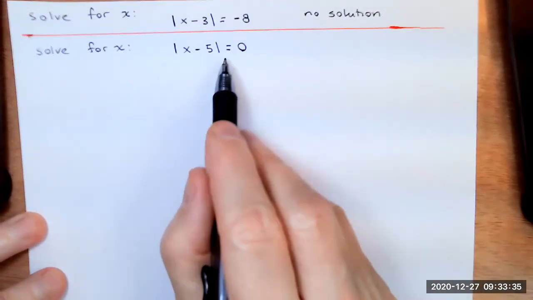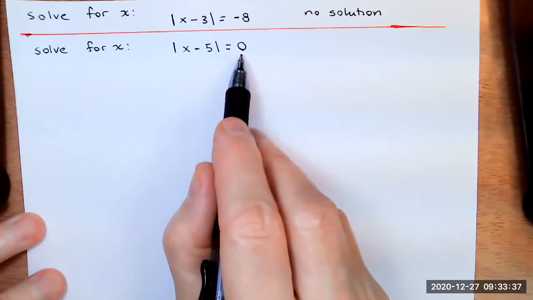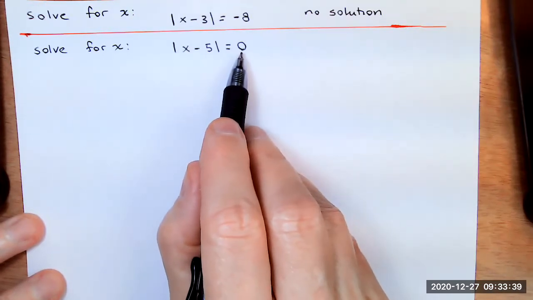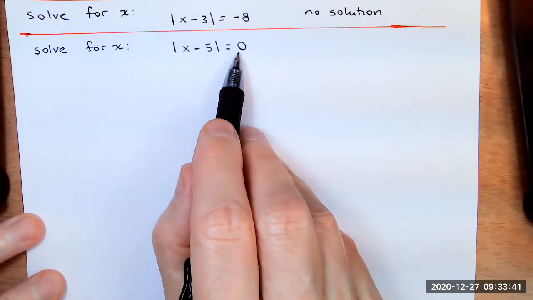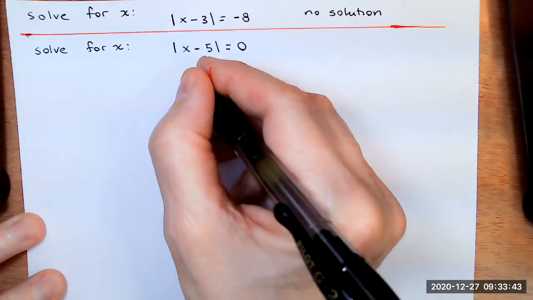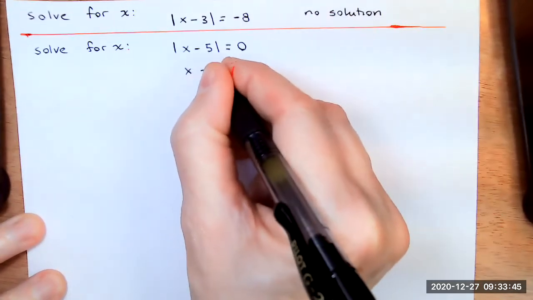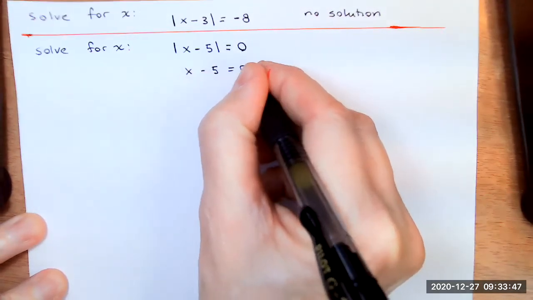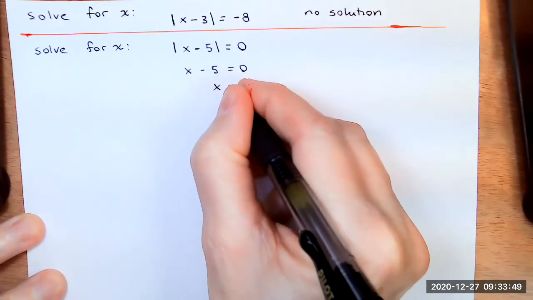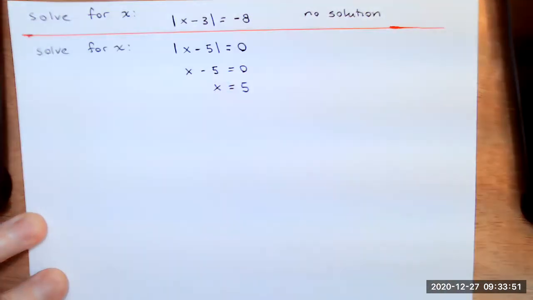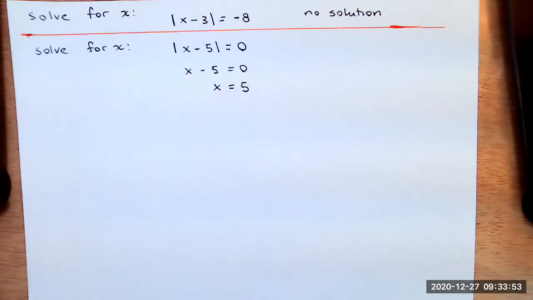All right, what do you do if the right-hand side is 0? So remember we talked about this, 0 is neither positive or negative. So you're only going to get one equation. And one solution.